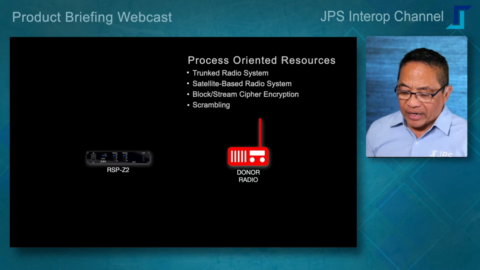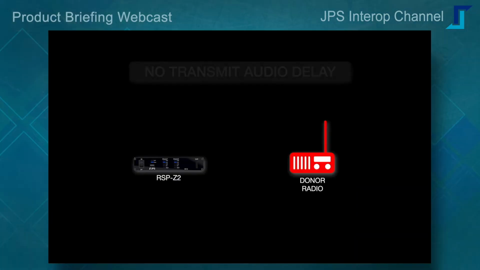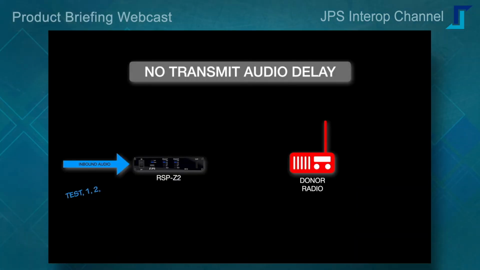So let's take a look at what happens when we do deliver inbound audio to an RSP-Z2 in example. And this could be an attached donor radio. It could be an ROIP link from another remote gateway. It could be inbound audio coming from a SIP connection, or maybe even a push-to-talk of a cellular service. And the job of the RSP-Z2 is to signal the donor radio to begin transmitting.